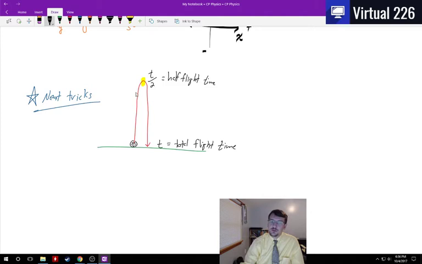So if it takes 2 seconds to do the whole arc, it only takes 1 second to go all the way to the top. And that's a very important thing there, so be aware of that. You could actually solve a problem by going to the top and then just multiplying the time by 2 to bring it back to the bottom. But you got to be careful with some other stuff, and you'll get used to that as we go through it.